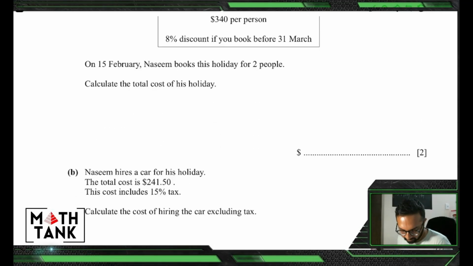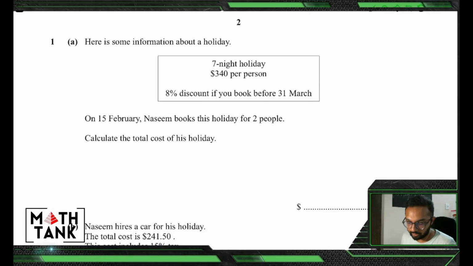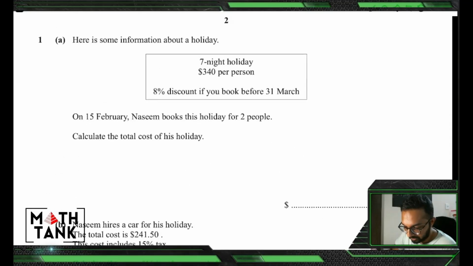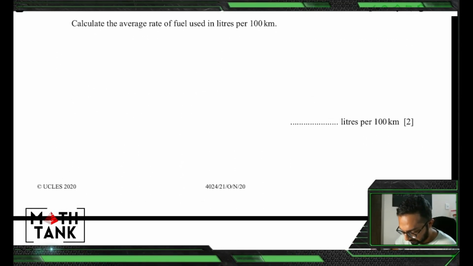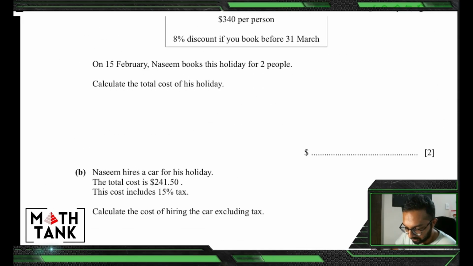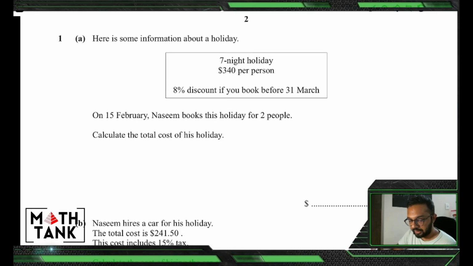Let's look at the next question. Not even halfway through the entire number of questions that we have. We are up to November 20, which means we've done about 4, 6 and 7th question right now. Okay, here is some information about a holiday, a 7-night holiday, $340 per person, 8% discount if you book before 31st March. On February 15th, Naseem books this holiday for 2 people.